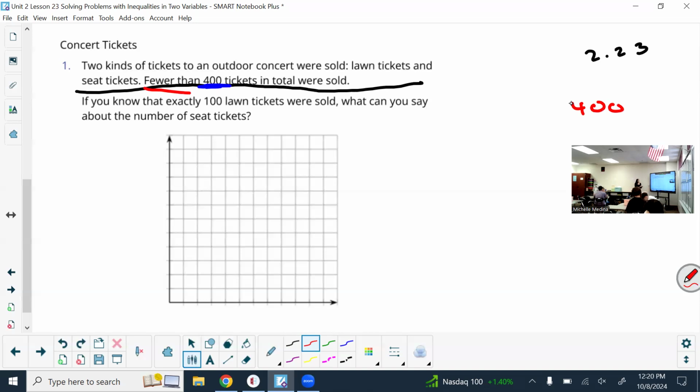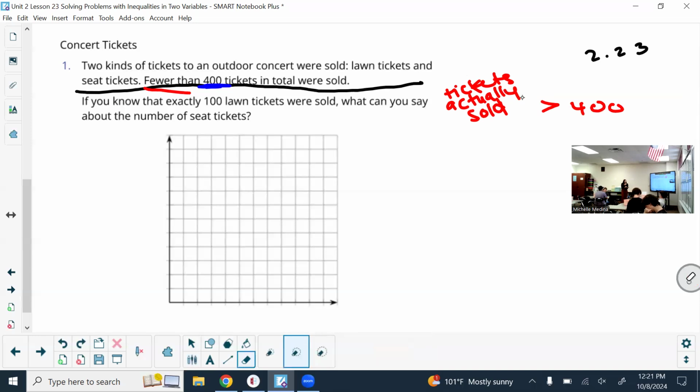So think about what that means. We can come to the expression later. For right now, I wouldn't write this down, but we could put tickets actually sold on this side. We'll make an expression for that soon. But can what we actually sold be greater than 400 if fewer than 400 tickets were sold? No. So then I'd have to flip the sign. If fewer than 400 tickets were sold, can what I actually sold be less? So is it facing the right direction now?